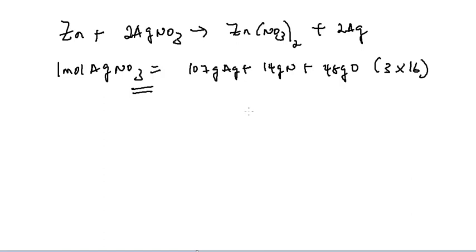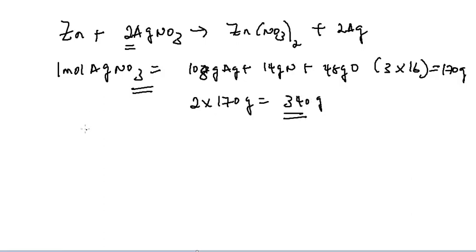I think the weight of silver is not 107. The weight of silver is 108. That's my fault. So I'm going to change it here to 108 grams. So 108 plus 14 plus 48 gives us altogether about 170 grams of silver nitrate. However, we have 2 moles. So if 1 mole of silver nitrate equals 170 grams, 2 moles would be 2 times 170 grams. That will give us 340 grams.